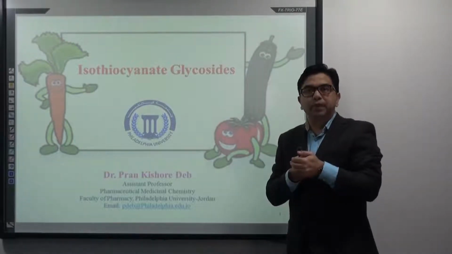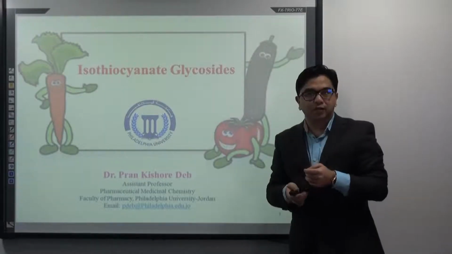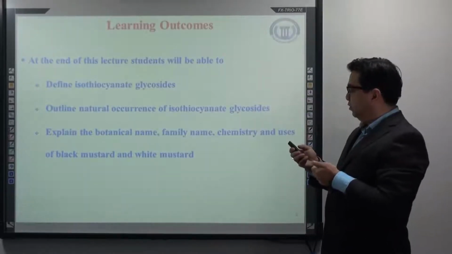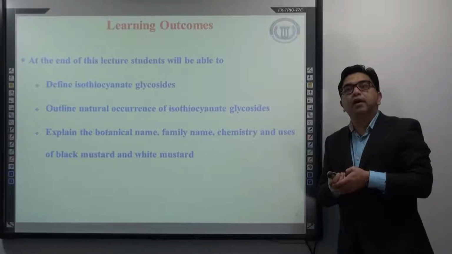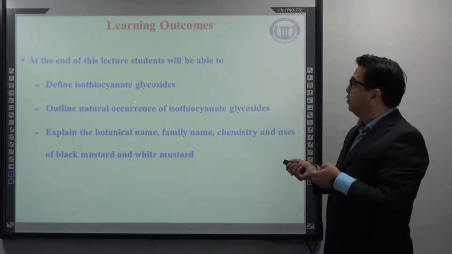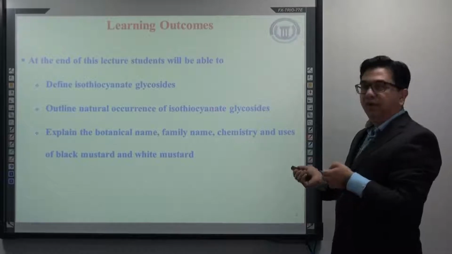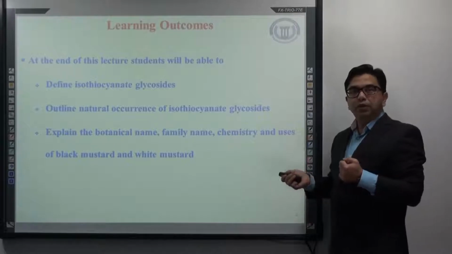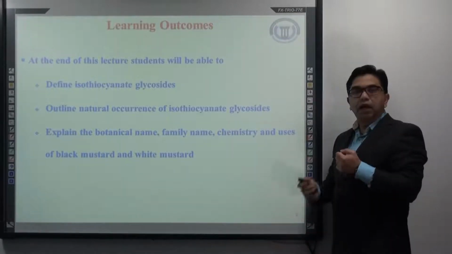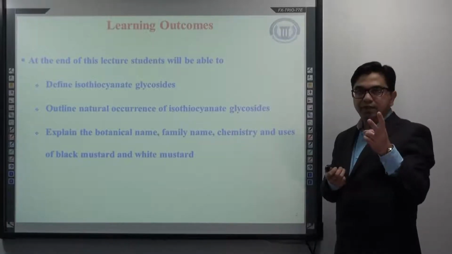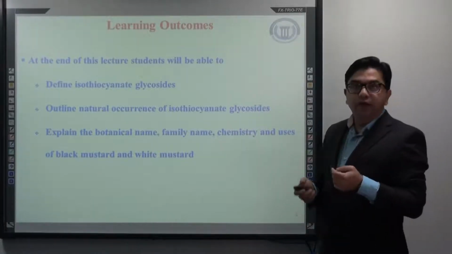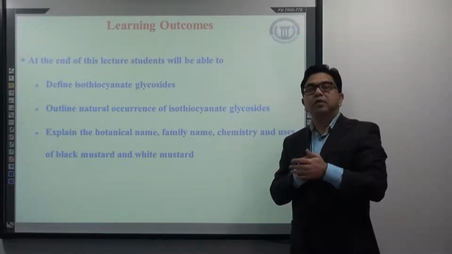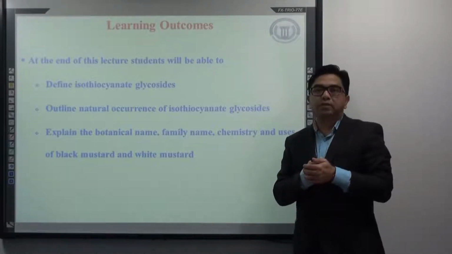So this lecture we will be discussing isothiocyanate glycoside. Before we start, we'll go through the learning outcomes. At the end of this lecture, you will be able to define isothiocyanate glycoside, okay? And also you'll be able to outline natural occurrence of isothiocyanate glycoside with few examples, and you will be able to explain the botanical name, family name, chemistry, and uses of only two species, that is black mustard and white mustard. So in the whole chapter, mainly we will be covering two examples of plant species that contain isothiocyanate glycoside.